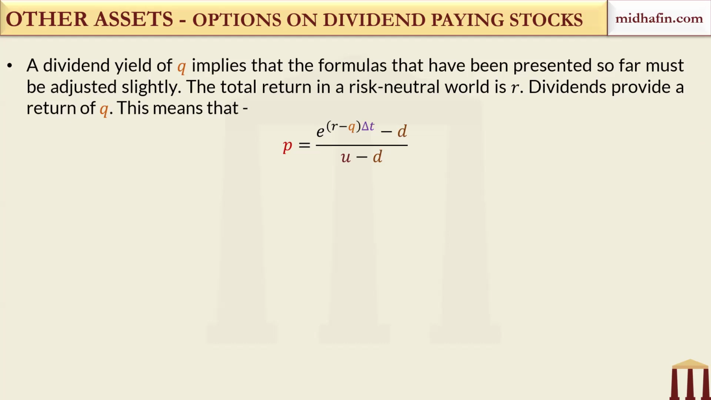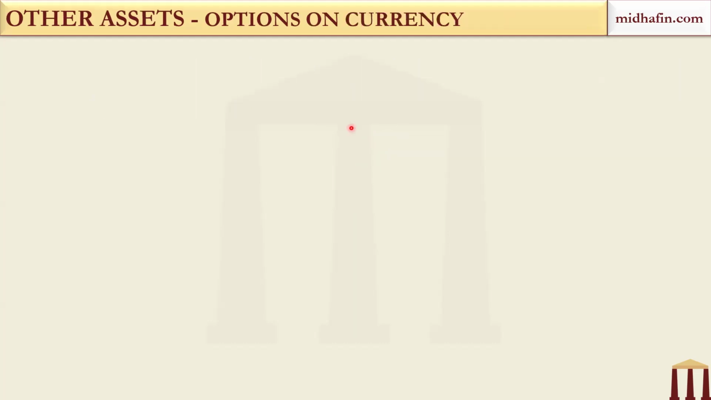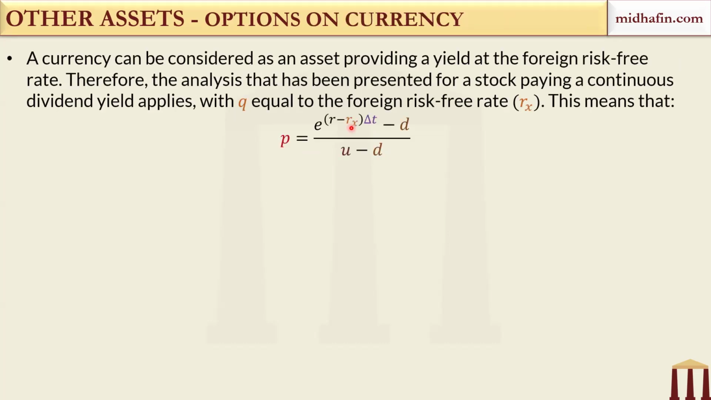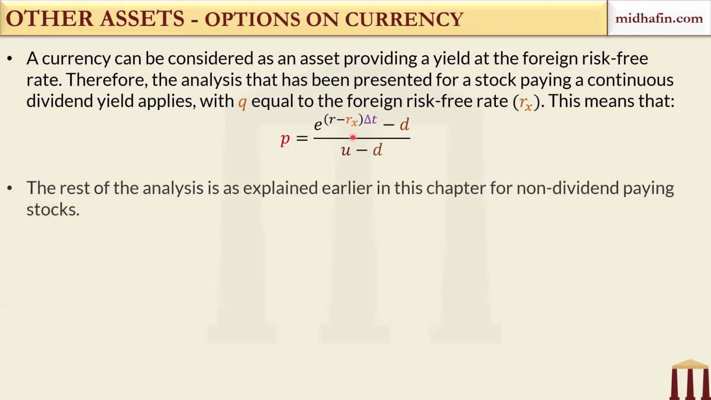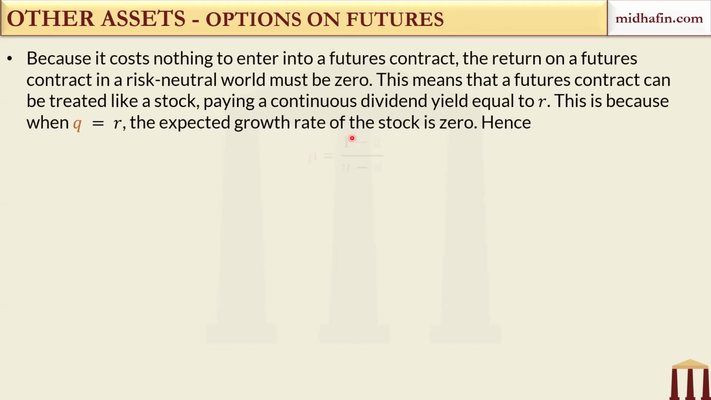Very good, excellent, Vedanti, Ujjwal, correct. Income is subtracted, costs are added. So this was an income, subtracted from everywhere. In fact, not only from this formula, everywhere you'll see the same thing. The foreign risk-free rate is also considered an income, so again it is subtracted. Okay, options on futures.